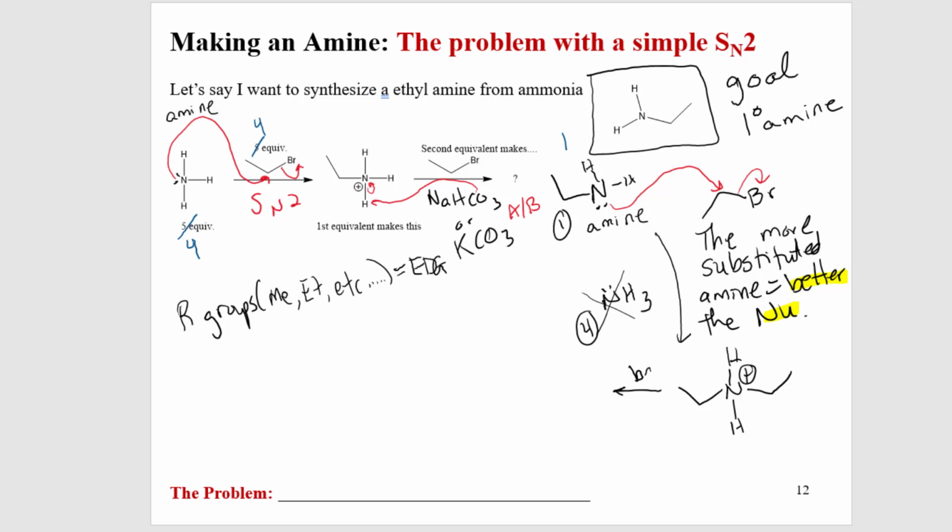The base takes off the extra proton, and now I have diethylamine. I have a secondary amine. So I've used up my one product. I've used up another equivalent of my ethyl bromide. I have 3 ethyl bromides left. I have 4 ammonias and I have 1 secondary amine.